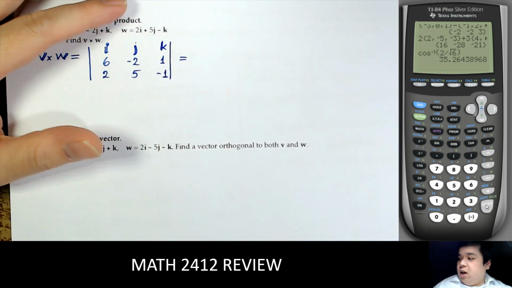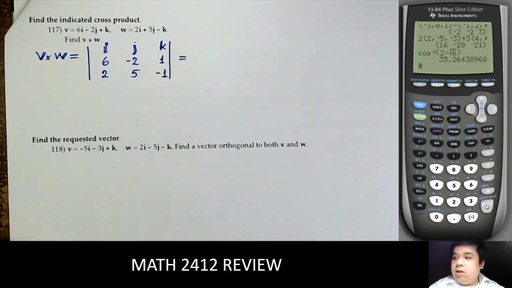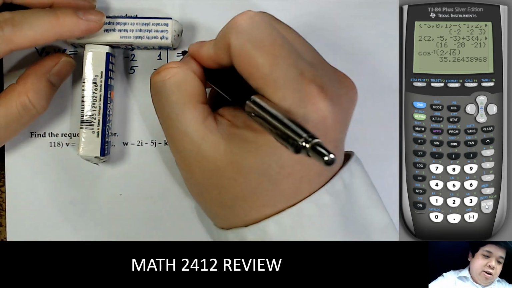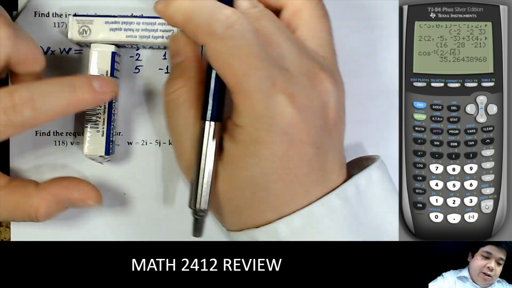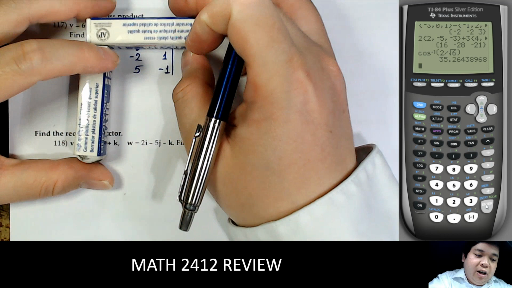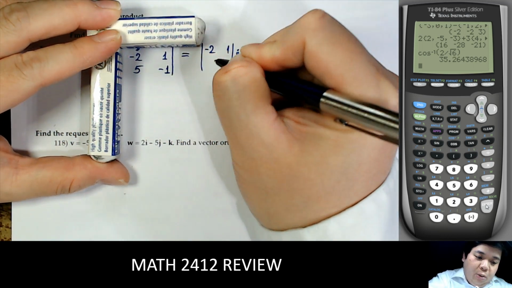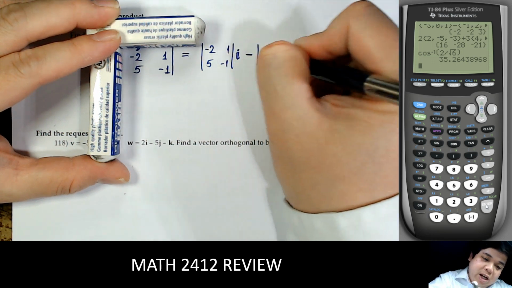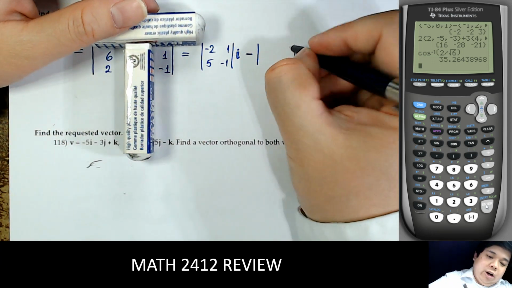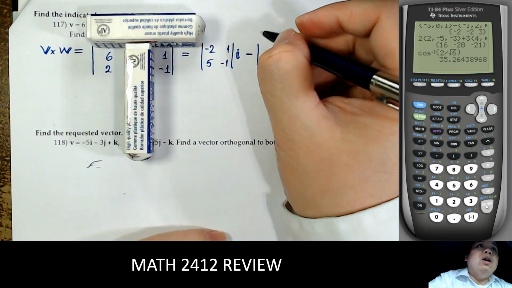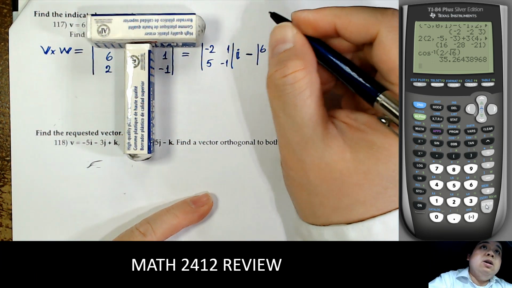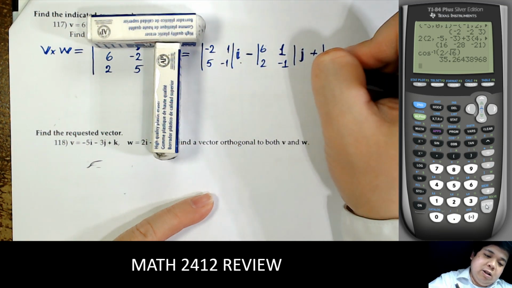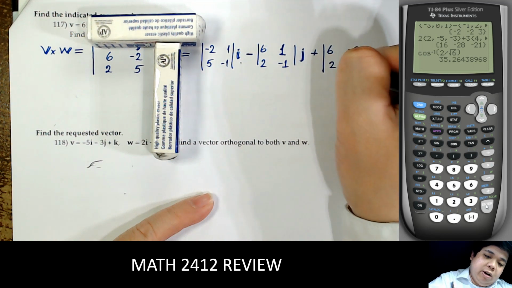So, a 3 by 3 determinant. It will help if we do it like this. First, I'm going to cover the first row and the column containing the I. So what's left is negative 2, 1, 5, and negative 1. Next, it's going to be subtract, since the signs always alternate: plus, minus, plus. Now we cover the row and the column containing the J, and we're left with 6, 1, 2, negative 1. And then for K, again plus: 6, negative 2, 2, and 5.